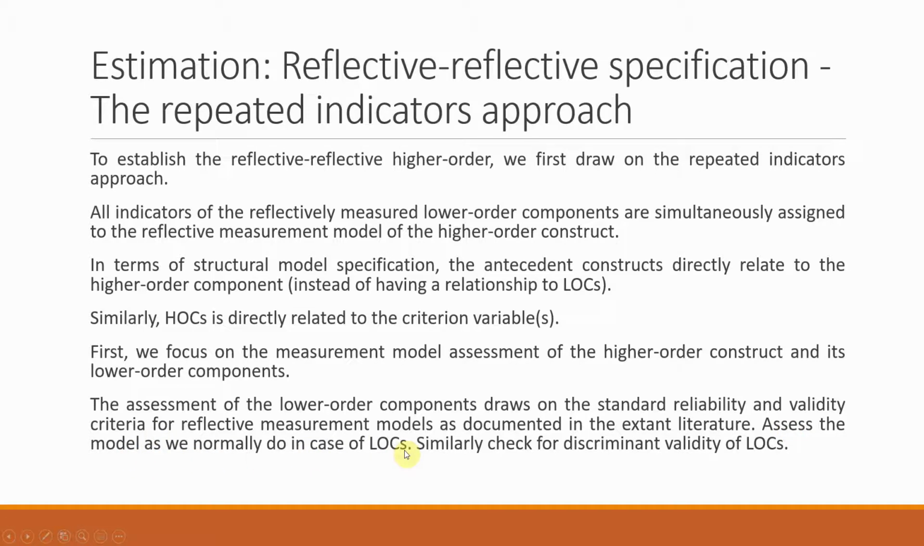So you start with the assessment of lower order constructs. All the lower order constructs are assessed for reliability and validity, and they are checked for discriminant validity. The second step is assessment of reliability and validity and discriminant validity of the higher order constructs with the lower order constructs in the study.